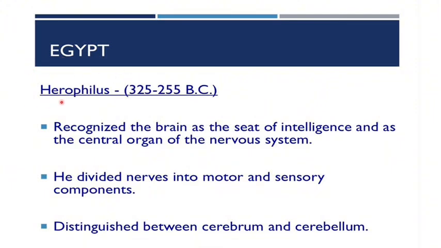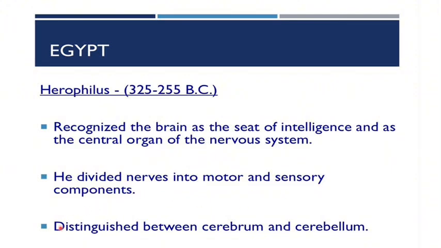The second individual we'll look at is Herophilus. So now we are moving from Greece to Egypt, where arguably civilization started. Herophilus, from 325 to 255 BC, was the first to recognize the brain as the seat of intelligence and as the central organ of the nervous system. He also divided nerves into motor and sensory components.